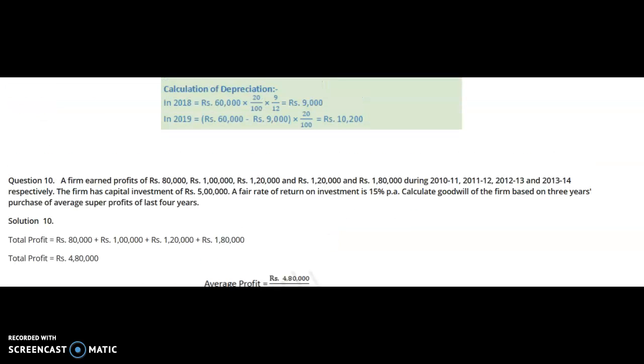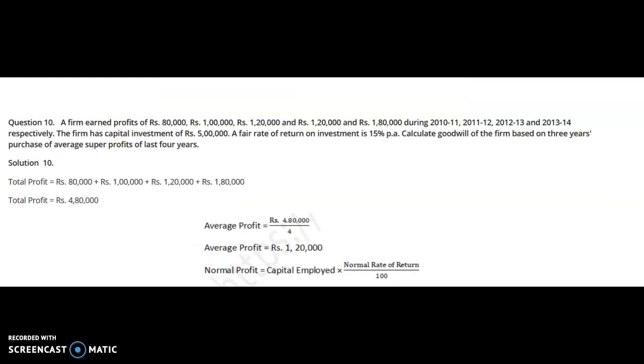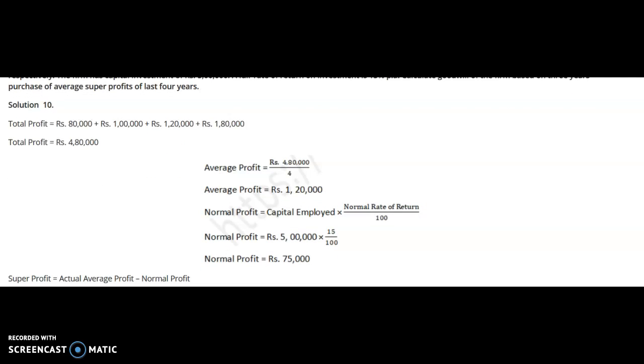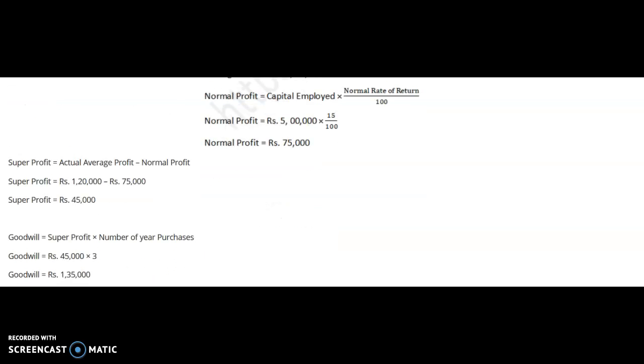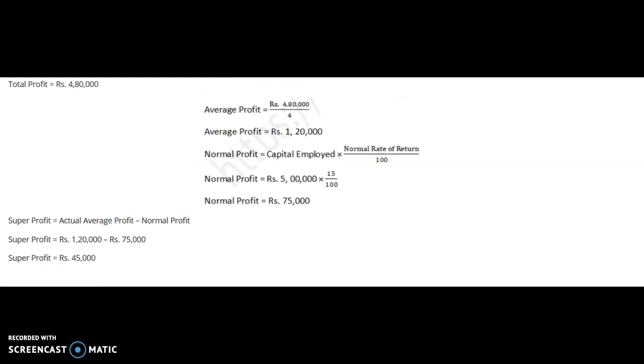Now you have to find out the average profit. For the last 4 years, total profits come to 4,80,000. When they are divided by the number of years, 4, you would have the average profit of 1,20,000. You had the normal profit of 75,000. So when you subtract the normal profit from the average profit, 45,000 will be the super profit. Again, the average profit is 1,20,000, the normal profit is 75,000, then the super profit is 45,000.